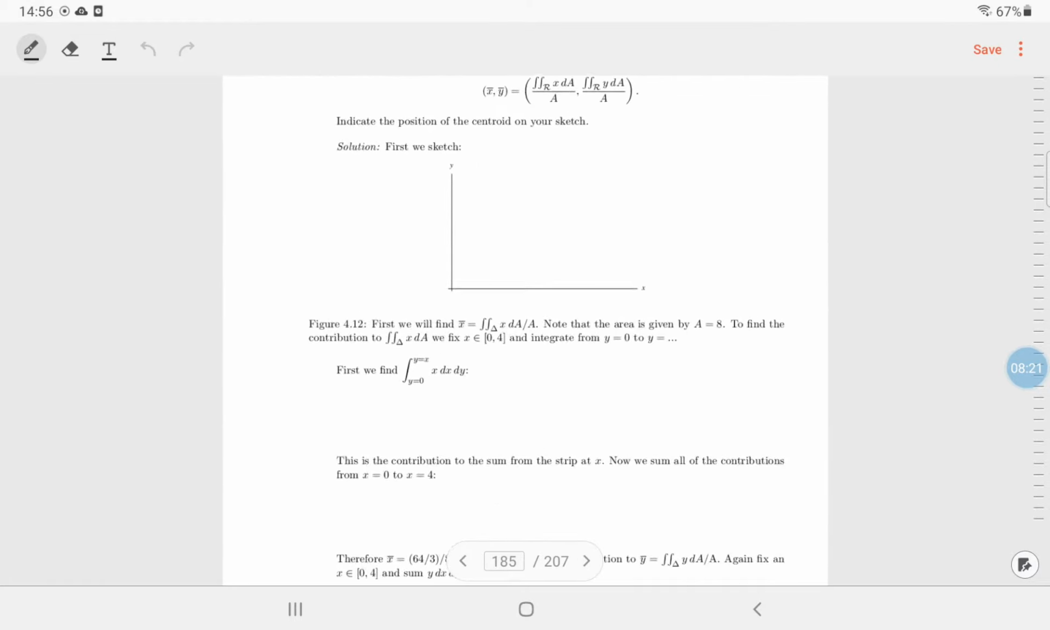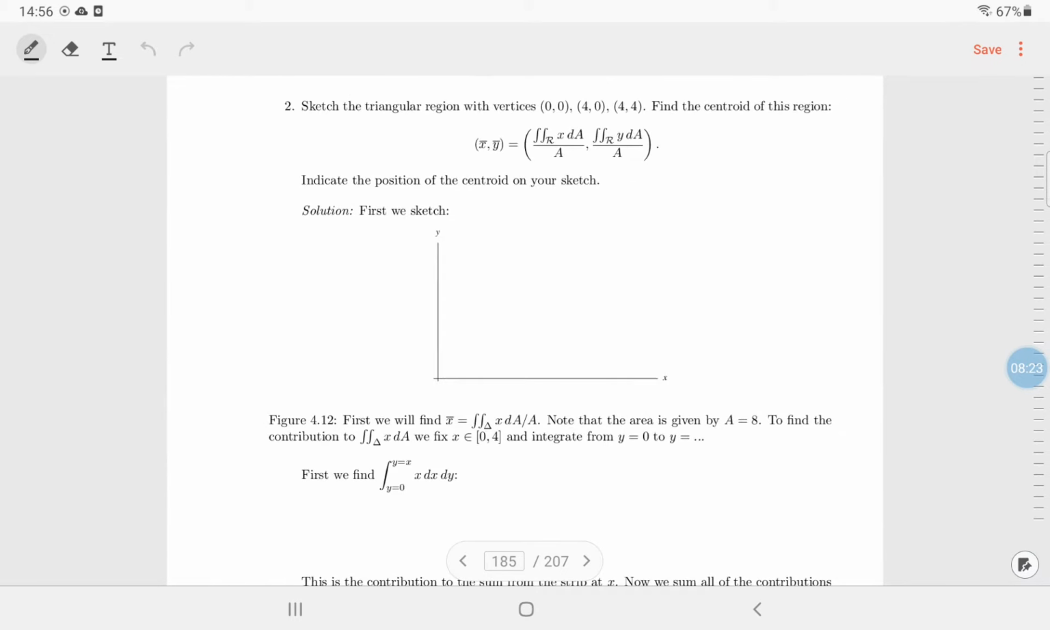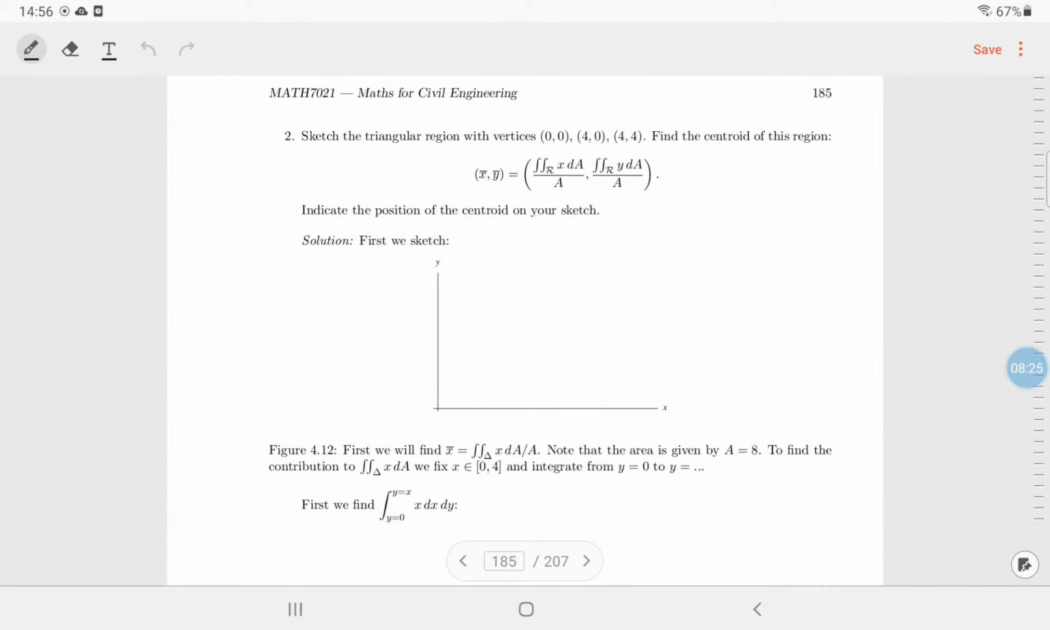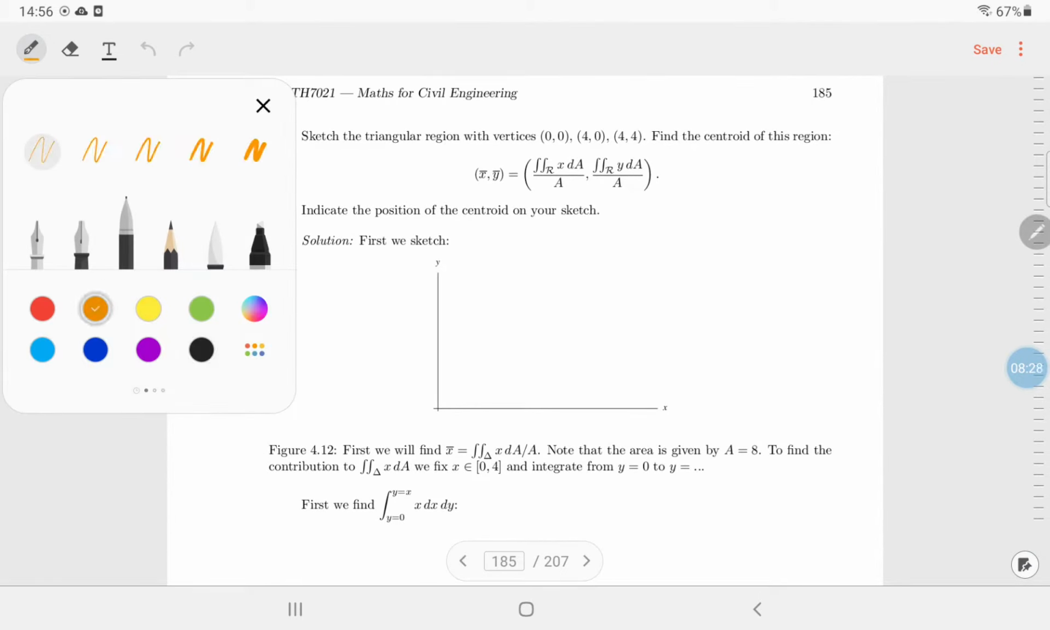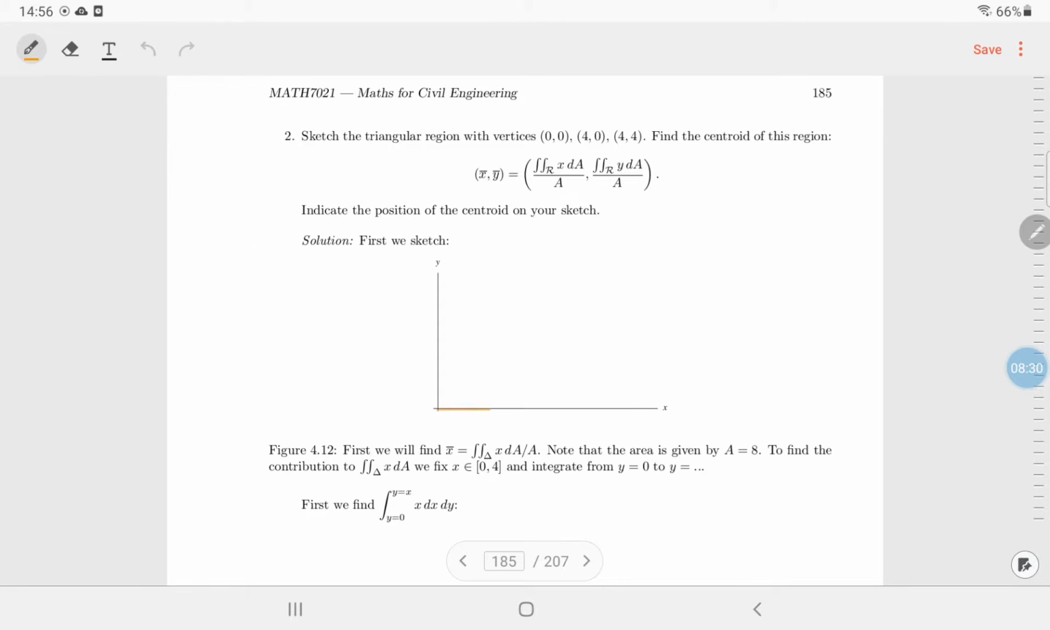Okay, I think we're going to do another example here. Sketch the triangular region with these vertices. Be very careful because it's kind of a stupid thing to get wrong. So (0, 0), (4, 0), and (4, 4). And what we're trying to do is find the centroid of this, using integration.